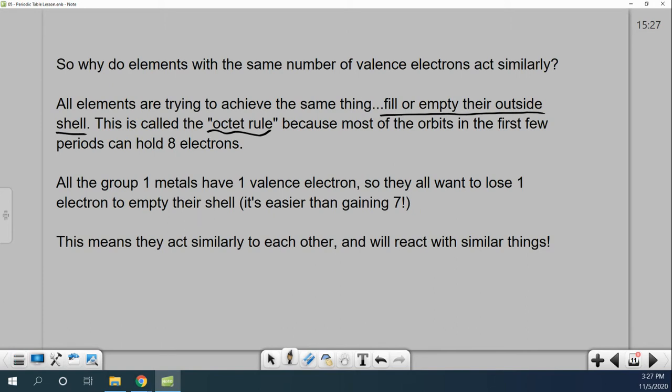So most of those orbits in the first few periods hold 8 electrons. That's what we want. If I get rid of all my electrons, I've got 8 in the shell behind me. Or I can gain a few and get 8 in my current shell. So let's look at the group 1 metals.